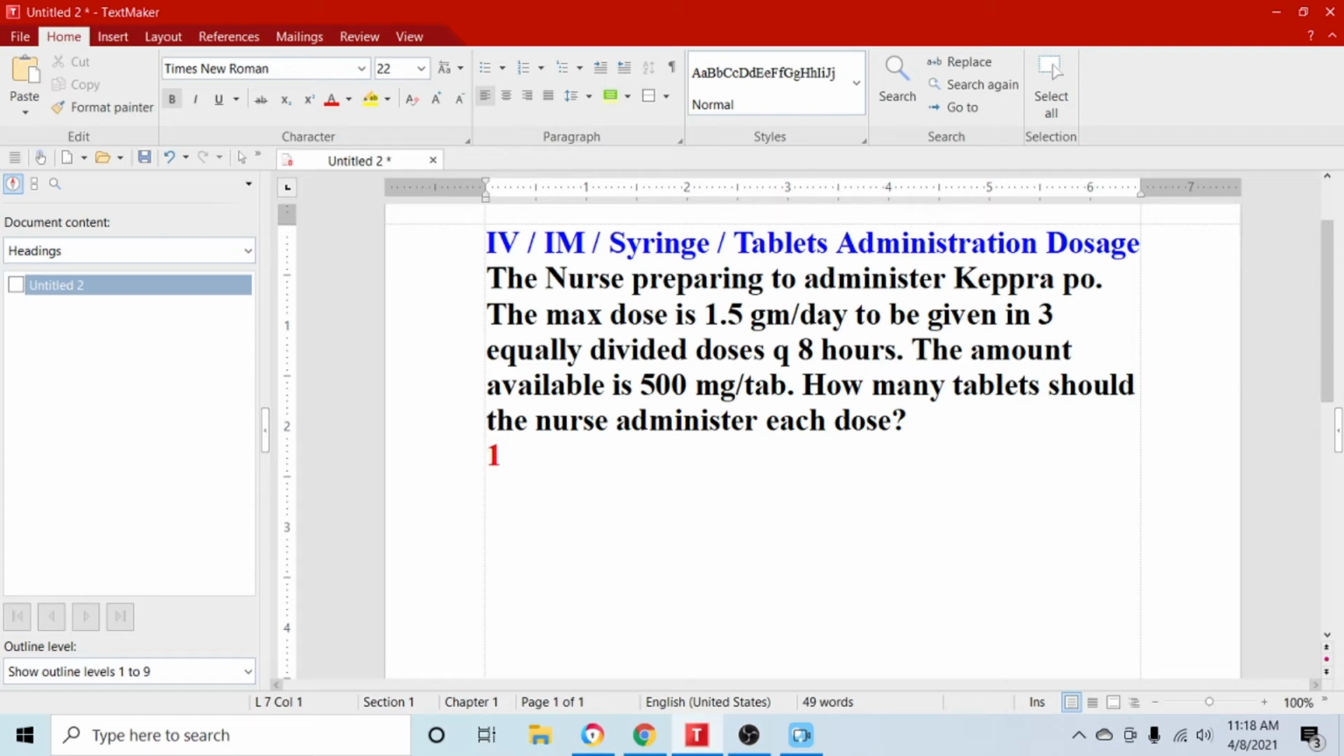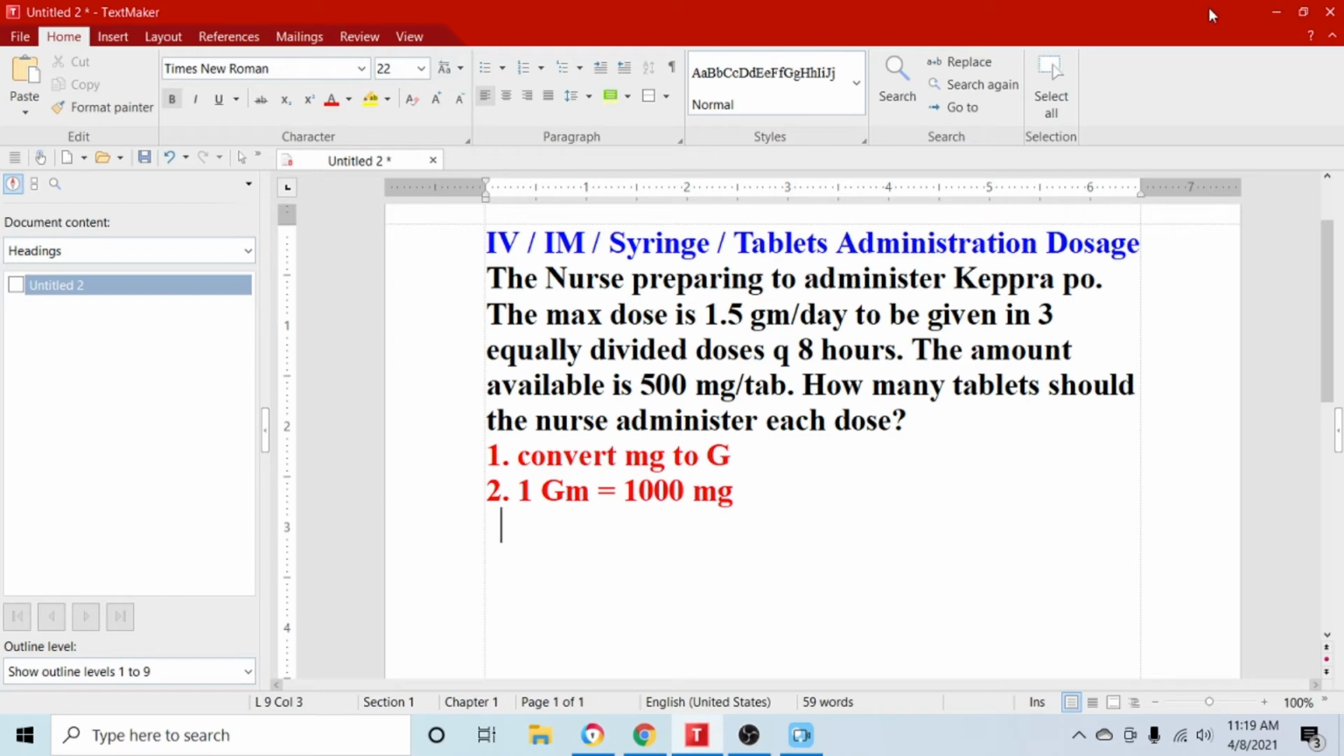Okay, so step 1. Convert mg to g's. Convert milligrams to grams. So, apples to apples, oranges to oranges. We know that 1 gram equals 1,000 mg, right?